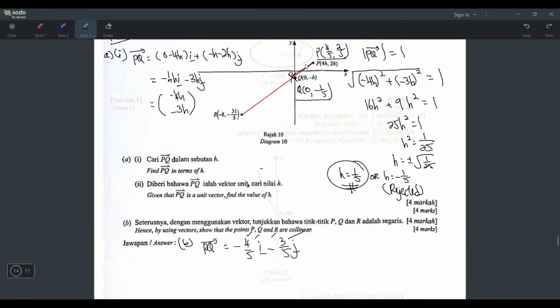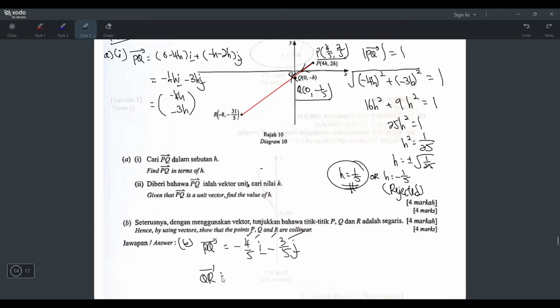So PQ is this vector right here. And I need another one. You can find QR also can, or PR also can. Okay, both also works. Let's find vector PR. But this one I have to find myself. Okay, so I find vector PR. Okay lah, don't want lah, I find QR lah. Actually, PR also can. You will end up getting the same answer.